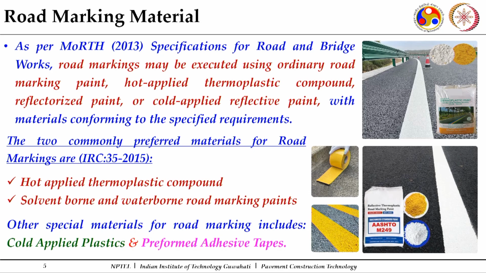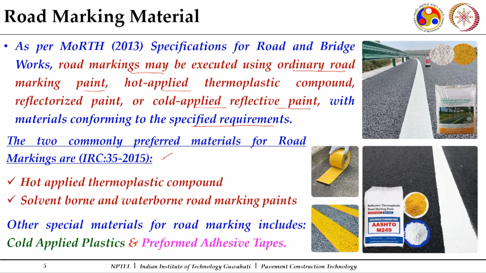Now, what does the MORTH specification say for it? How are road markings executed? They may be executed using ordinary road marking paint, or a hot applied thermoplastic compound, which is very commonly used, or reflectorized paint, or cold applied reflective paint. So, these are certain categories which are used specifically for road markings, and all of them should comply with the specific requirements which are stated under the MORTH specifications or the IRC 35 or in the contract document.